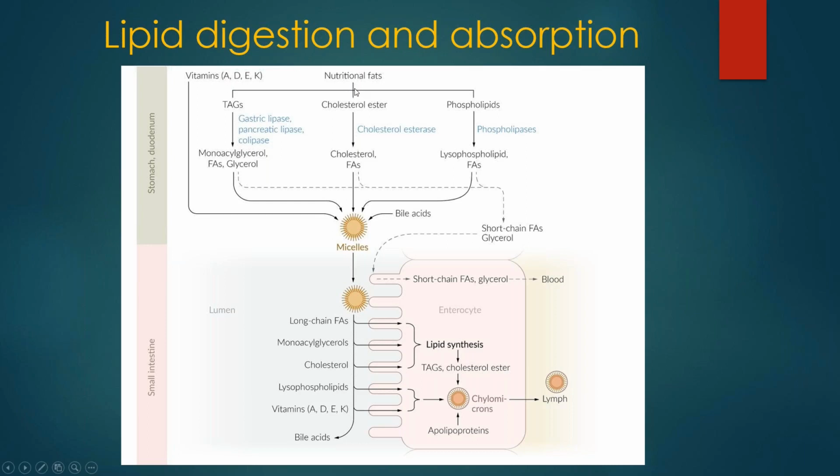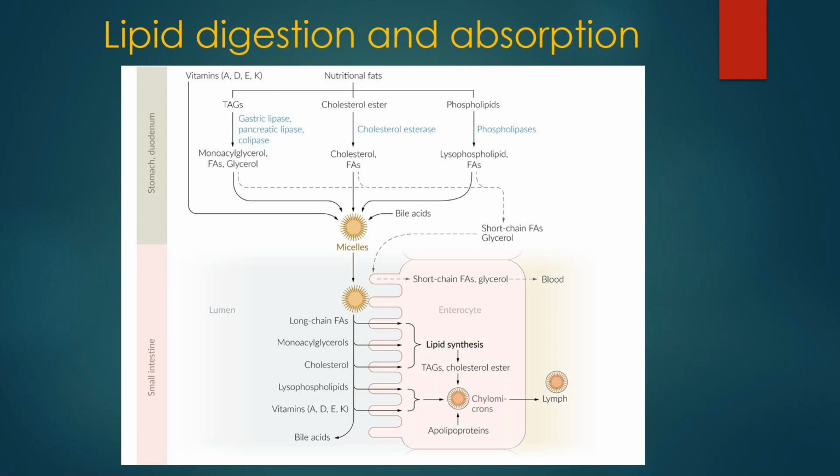Fat in the food generally comes in three flavors. One is the TAGs, the triacylglycerols, then cholesterol esters, and the phospholipids. TAGs are the major source of energy. Cholesterol is for cholesterol homeostasis, and phospholipids are basically for membrane integrity.